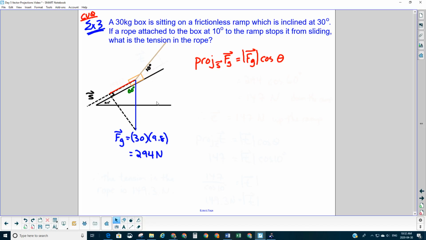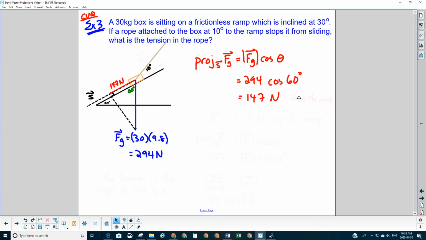It's the same angle. So if I wanted to figure out the red vector, I need to say it's the force due to gravity, which is 294, cos the angle in between, which is 60. Punch that into our calculator, and we're going to get 147 newtons. So that means the box is actually sliding down with 147 newtons. It's not the full weight of gravity because it's not in the direction of gravity. So only 147 newtons is sliding down.